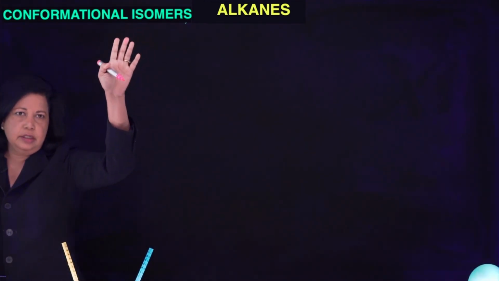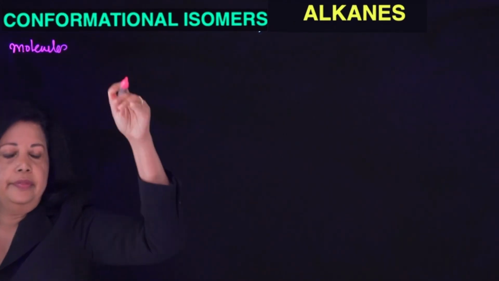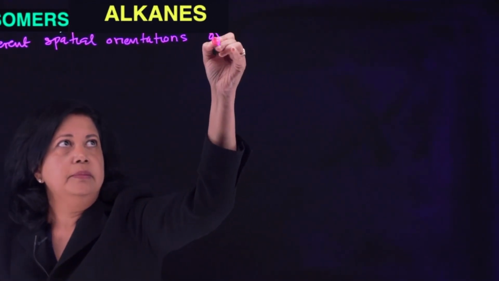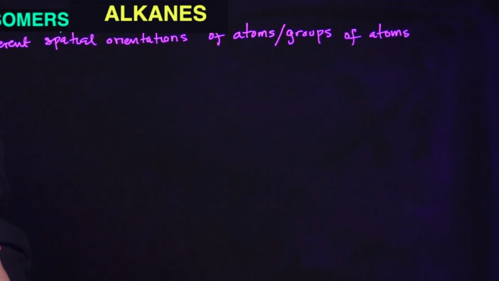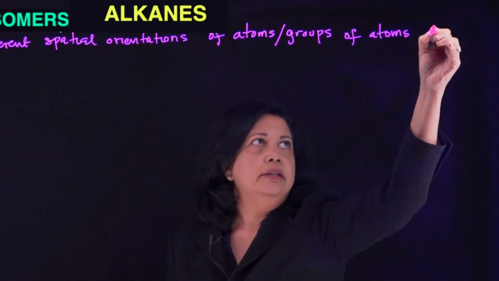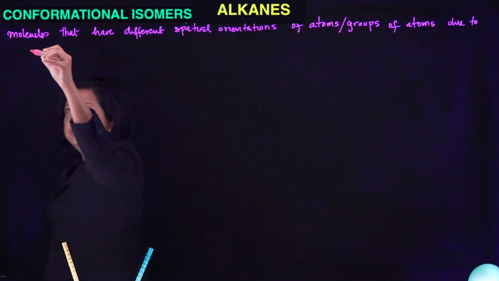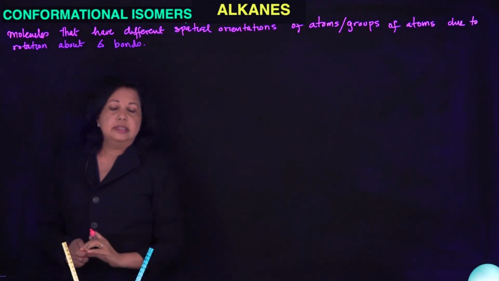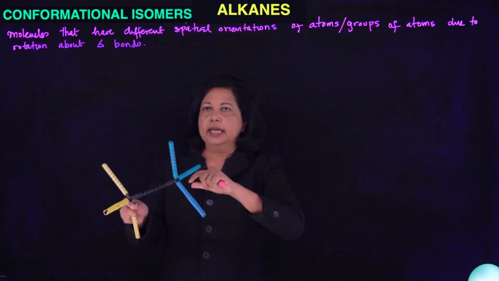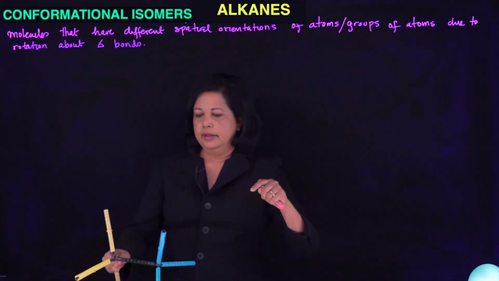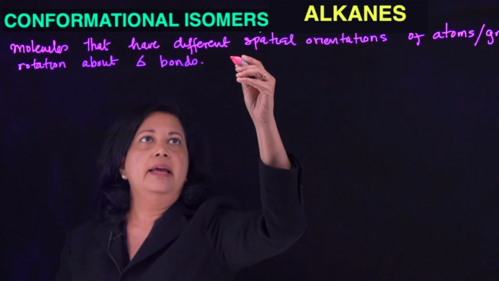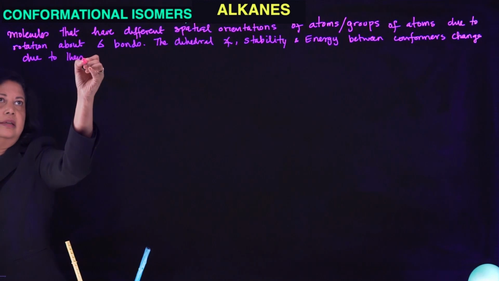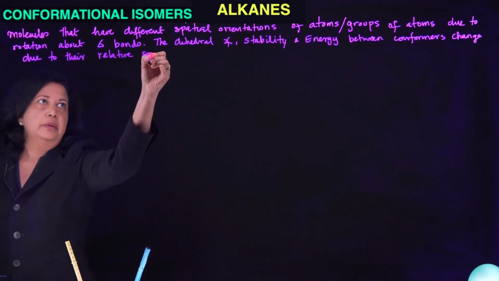So conformational isomers are molecules that have different spatial orientations of atoms or groups of atoms due to rotation about a sigma bond, due to rotation about sigma bonds. When you rotate them, the dihedral angle changes and therefore the energies and the stabilities change due to their relative spatial orientations.